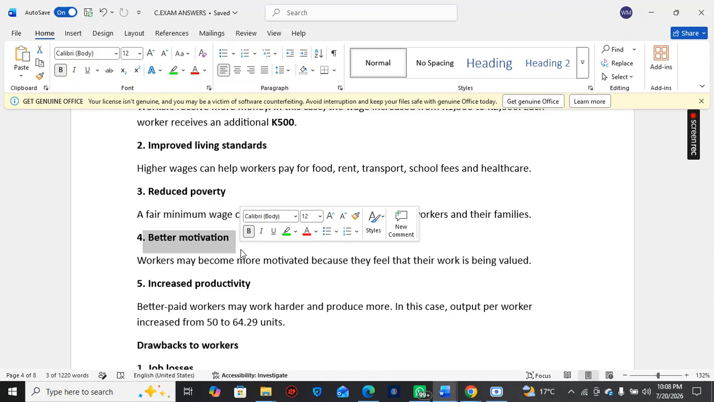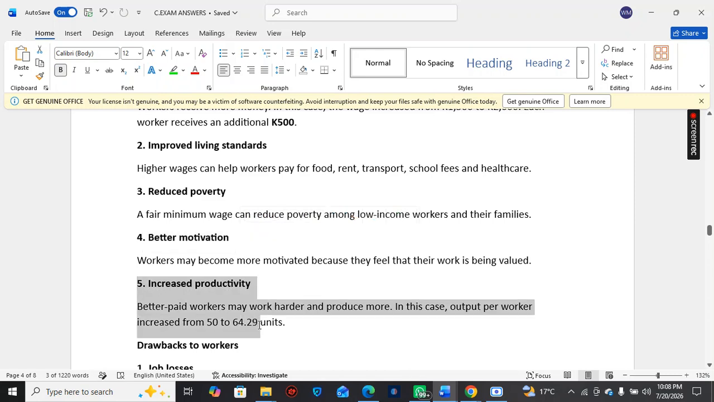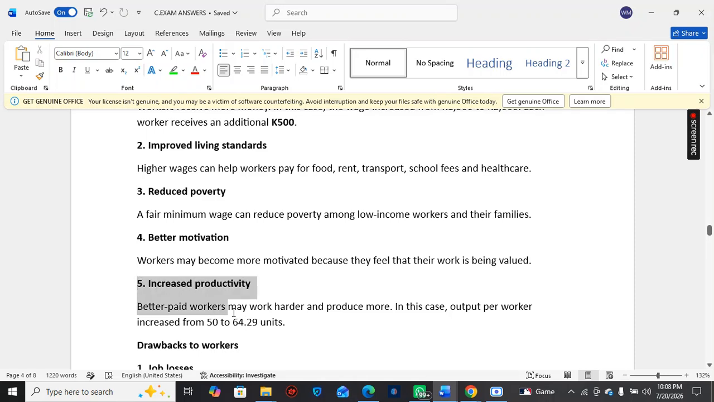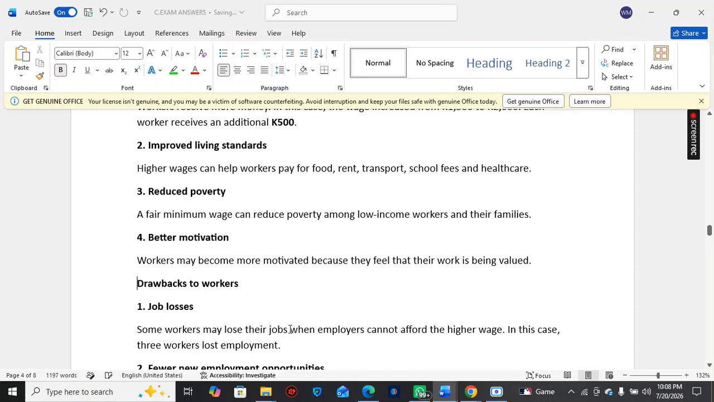So better motivation and increased productivity. But I think this increased productivity goes to the employer side because the employer wants the workers to be more productive. So I would say this one will go more to the employer. These are the benefits to the workers.